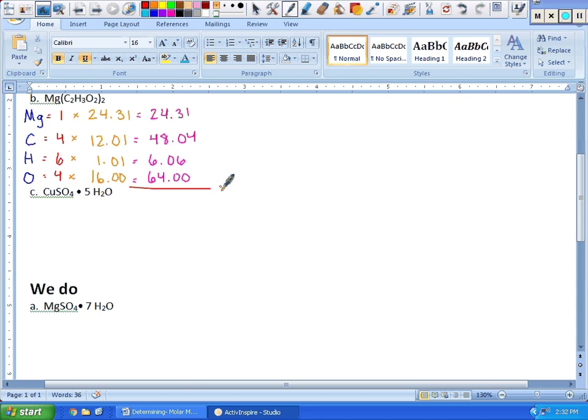Now, how do I find the total mass of the entire thing? Add them all up. Has anybody got a number for me? Thank you, 142.41. Now, on the test, if you write that, would you earn full credit? No, what's missing? The unit, which is grams per mole. Do you all agree this is pretty simple? It's not. Now, that's the mass.